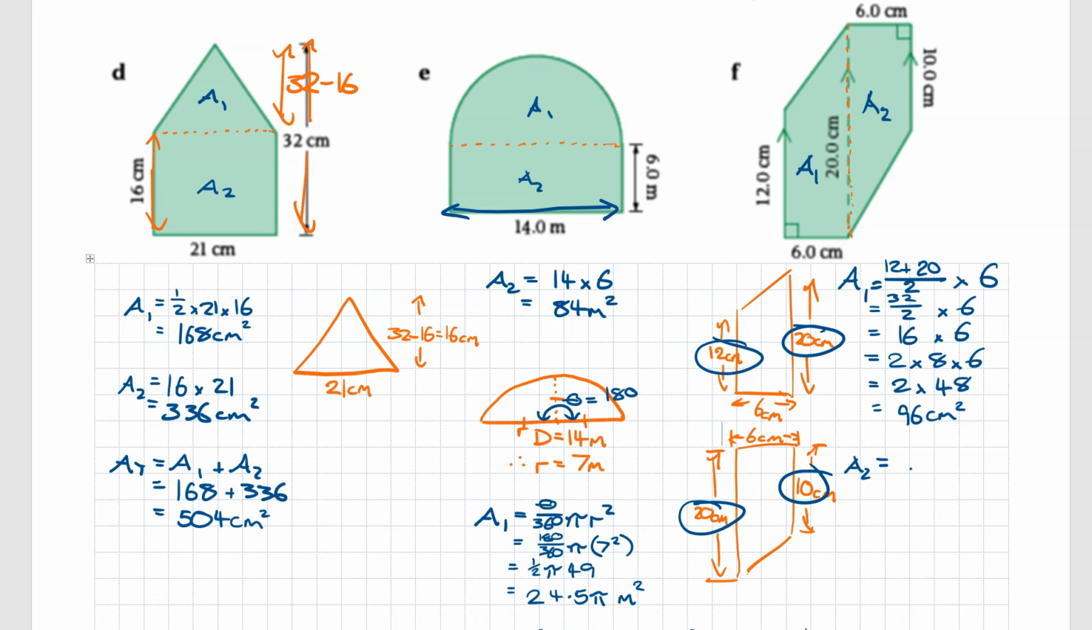So that's going to come out to be 20 plus 10 times 6, 30 over 2 times 6. That will be 15 times 6, breaking that down into its factors. We're going to get 5 times 3 times 6. Doesn't really help, so I'll throw it in the calculator. That will come out to be 90 centimeters squared. So that's A2, that's A1.